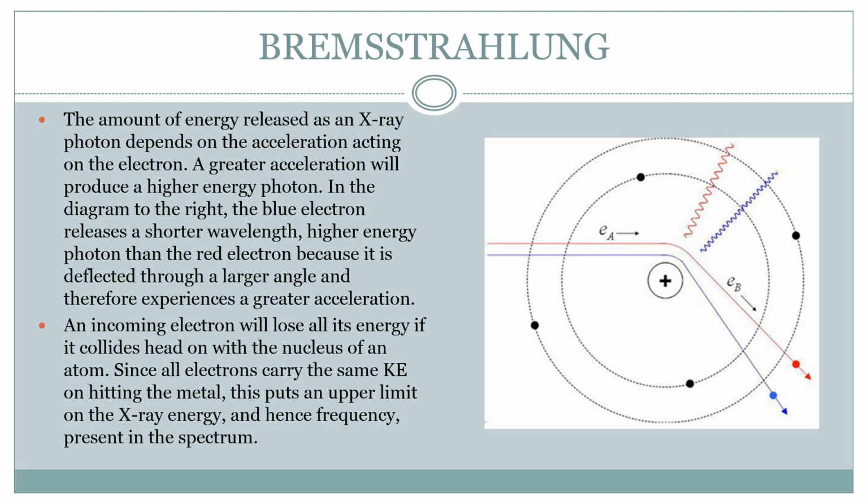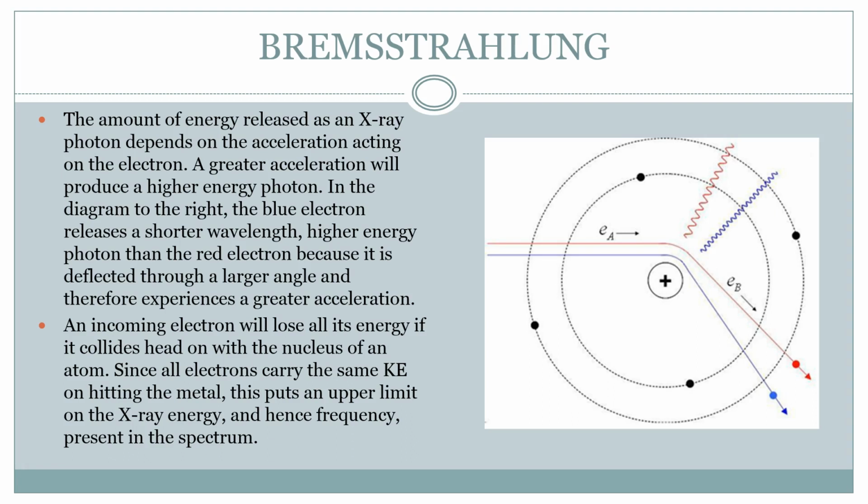There are two electron paths drawn there, a red electron and a blue electron. You can see that the blue electron is deflected through a greater angle and therefore experiences more acceleration. And we've represented that by having that blue electron release a higher energy X-ray photon. You can see that the way we've drawn that X-ray photon, we've drawn it with a shorter wavelength. And we know that as you reduce the wavelength of a photon, you increase its energy.